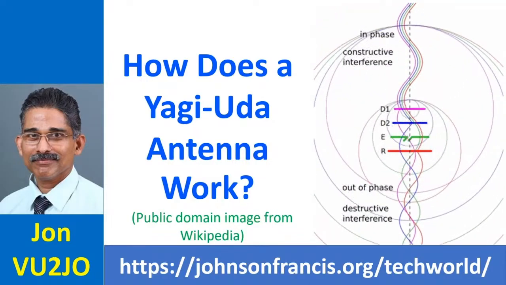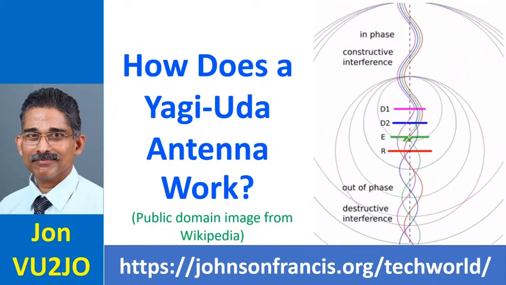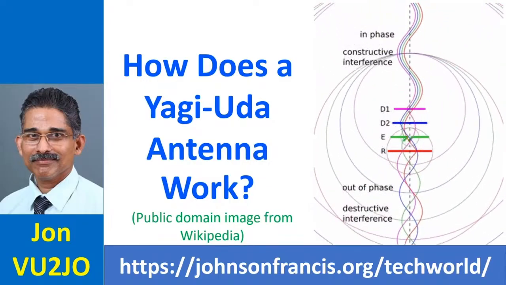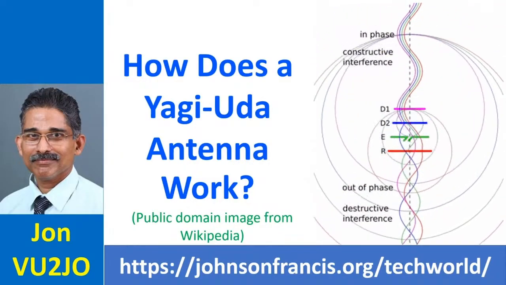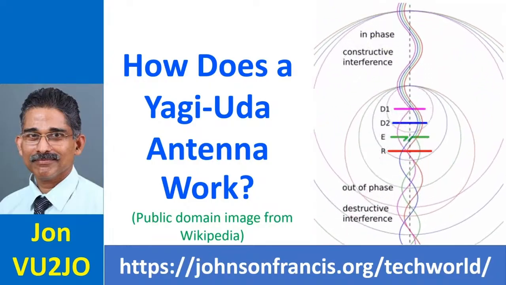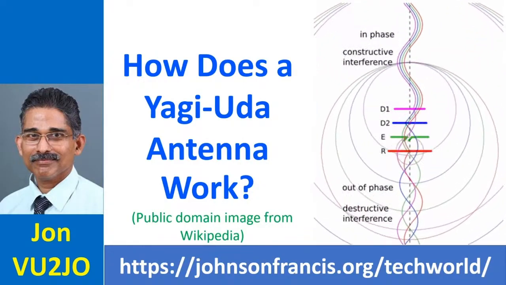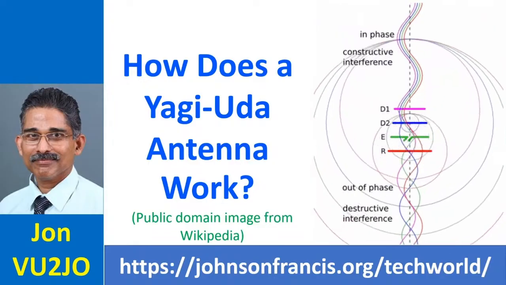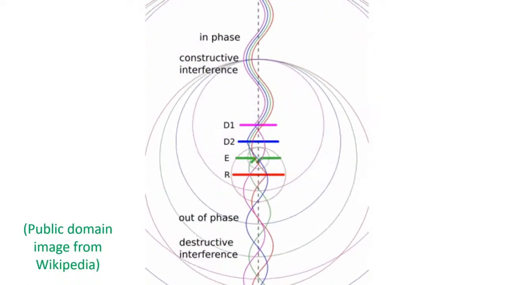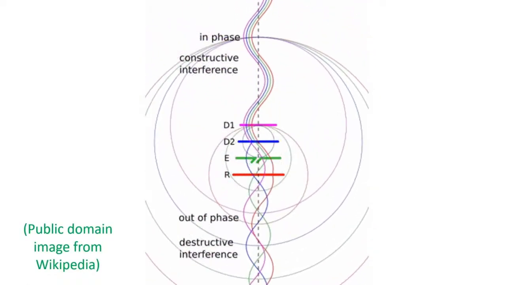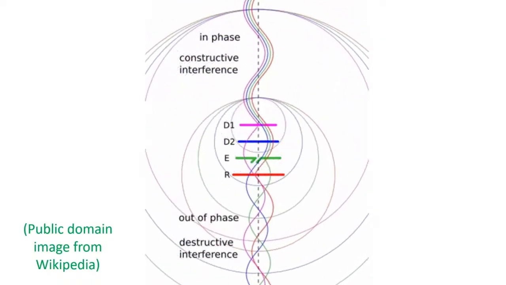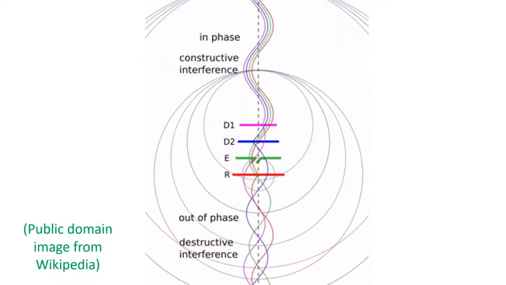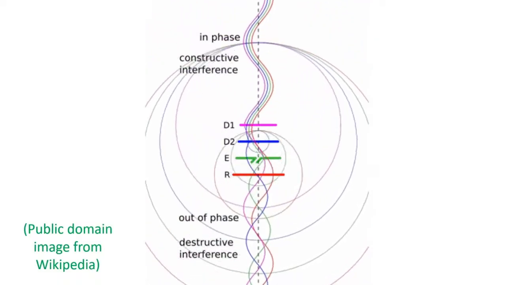Typically, the reflector is longer than the driven element, while directors are progressively shorter than the driven element. Output of the radio is fed only to the driven element. Animation illustrates how a 4-element Yagi-Uda antenna works. There are 2 directors and a reflector in addition to the driven element dipole.